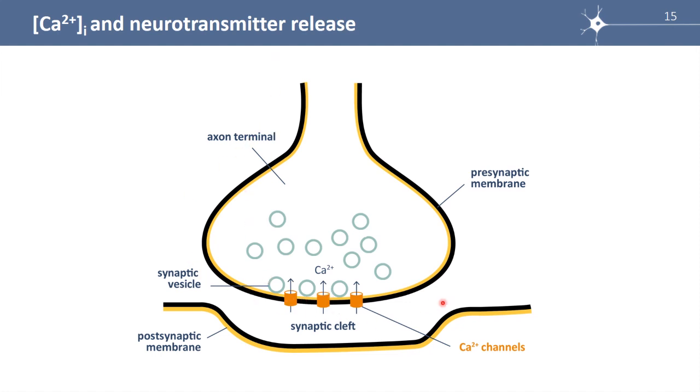This diagram shows an axon terminal, which we call a presynaptic element, with the presynaptic membrane. This terminal contains synaptic vesicles, which contain the neurotransmitter. Here is the synaptic cleft, and across it, the postsynaptic membrane of the postsynaptic dendrite. Calcium channels are located very close to the vesicles docked to the presynaptic membrane. How are they docked to the presynaptic membrane?